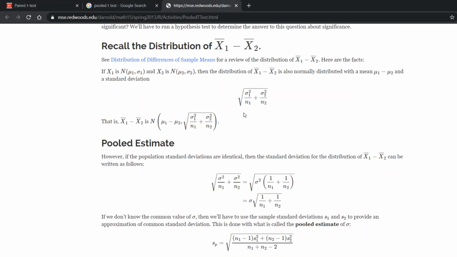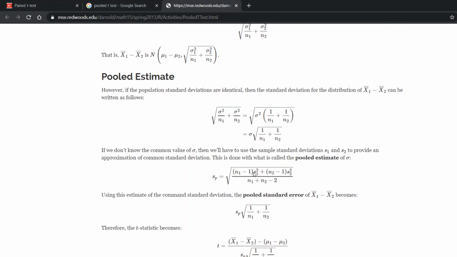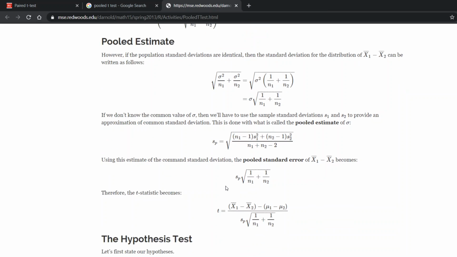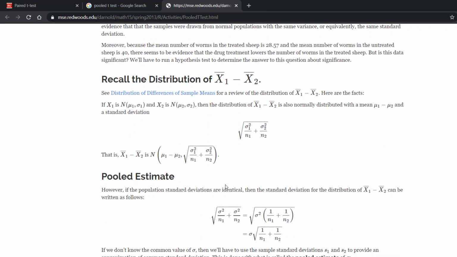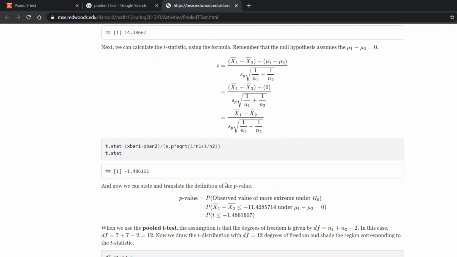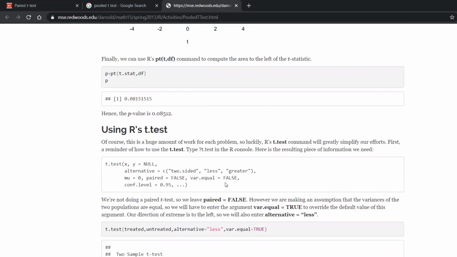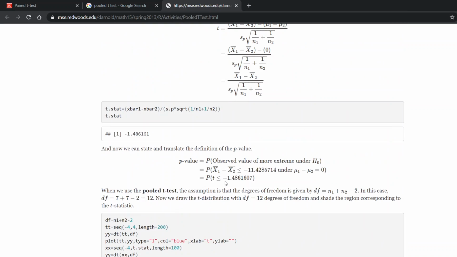So we have the pooled estimate of sigma, which is the population variance, and it's pooled based on the assumption that the standard deviation for both of these are equivalent. And there's more R stuff here.